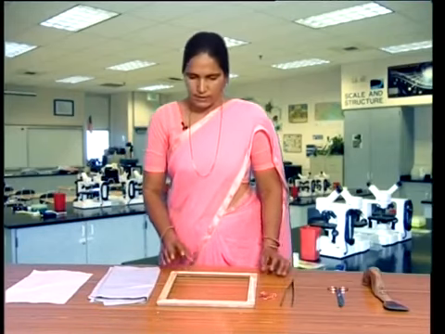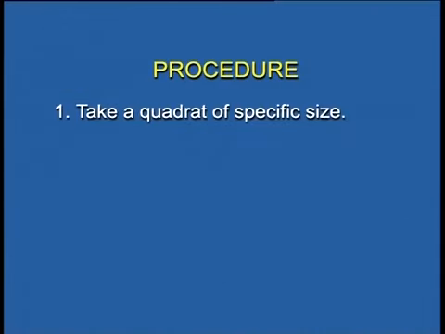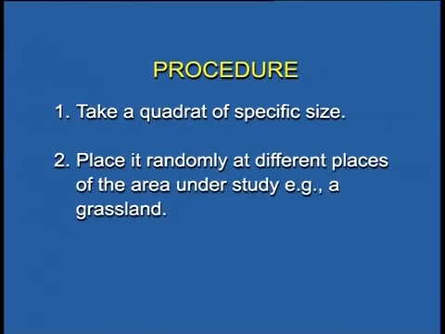So, this is the apparatus which will be used for the performance of our experiment. Now, let us follow the procedure. Take a quadrant of specific size and place it randomly at different places of the area under study. As I have already told you, the area you select can be a garden, a field area, grassland or any park. It depends upon your nearby locality; you can select any one of them.